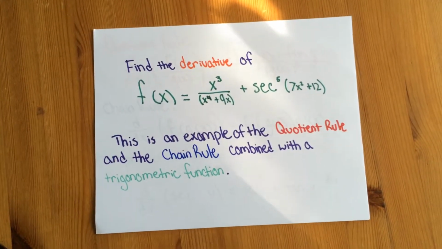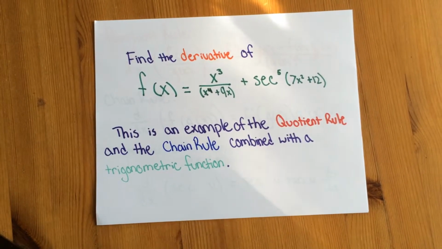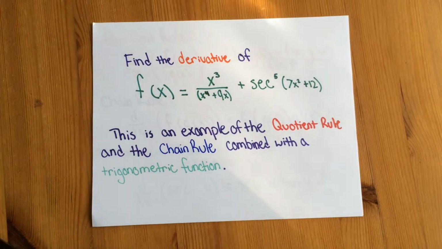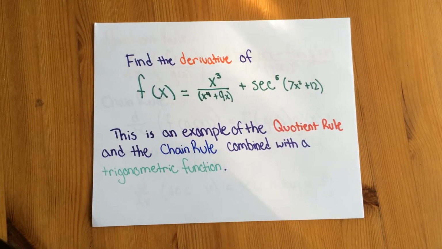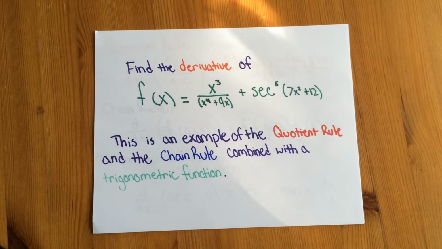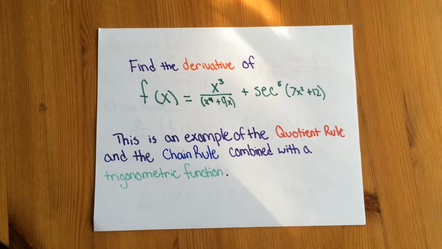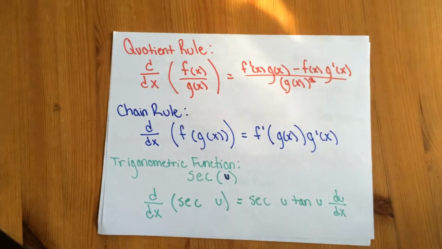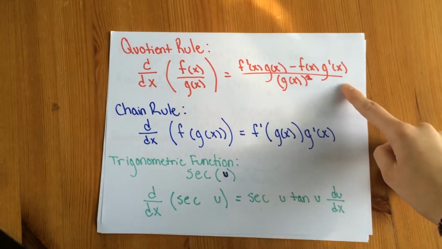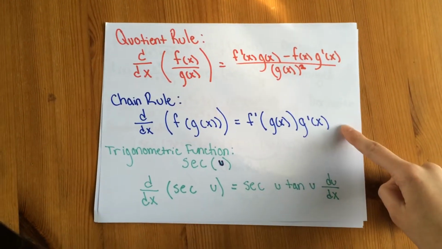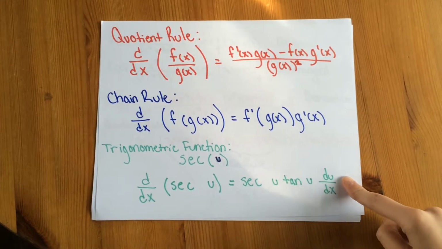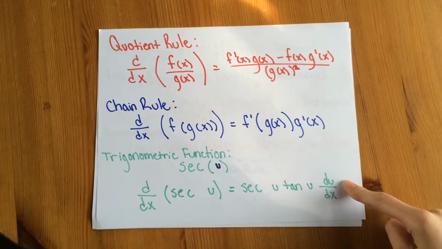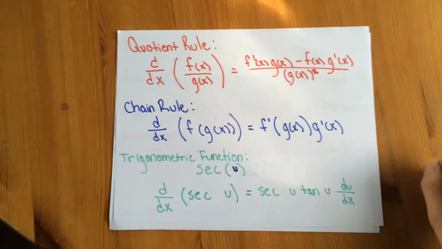We are going to find the derivative of f of x equals x to the third over x to the fourth plus 9x plus secant to the fifth of 7x squared plus 12. This example is an equation using the quotient rule and the chain rule combined with a trigonometric function. Here is just the quotient rule, the chain rule, and the derivative of secant of u, which is the trigonometric function that we are going to be using for this problem.